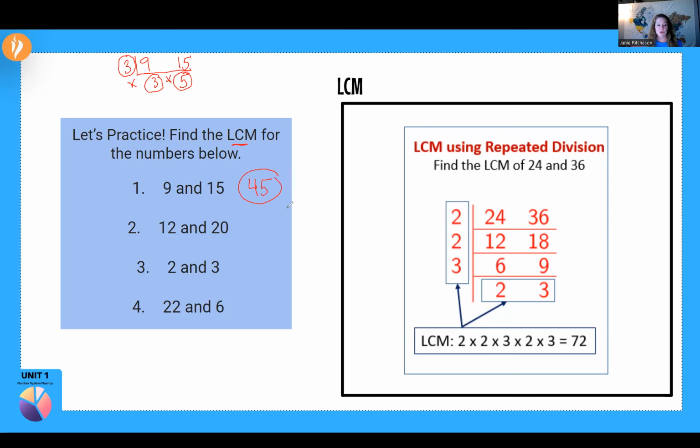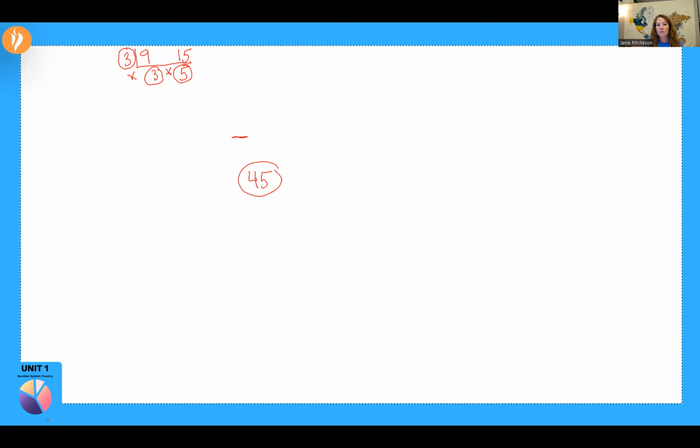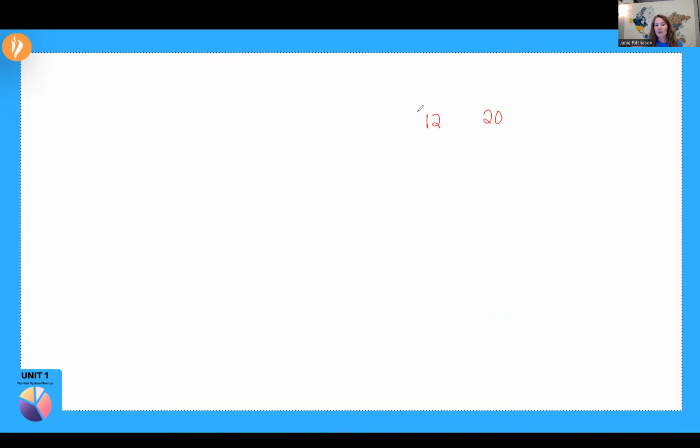All right, so let's do 12 and 20. I'm going to change the screen so I have more room. And you guys practice the ladder method with me, especially those who've never used it before. So we're going to start just like we were finding greatest common factor. What can we divide 12 and 20 by? The answer is 2. So 2 times what is 12? 2 times what is 20?